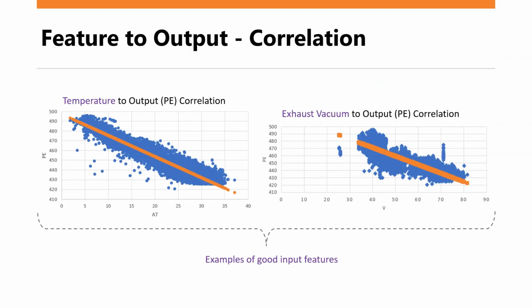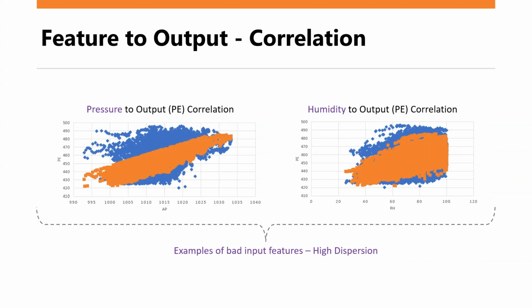Now, this is a slide which represents two charts. The first one is the correlation between temperature and output, which is measured in terms of PE. As you can see, there is a direct relationship between the output and the input feature temperature. Similarly, for exhaust vacuum as an input feature, there is also a direct relationship with the output, which is measured in terms of PE. So these two input features are examples of good input features that can be used for predicting the output.